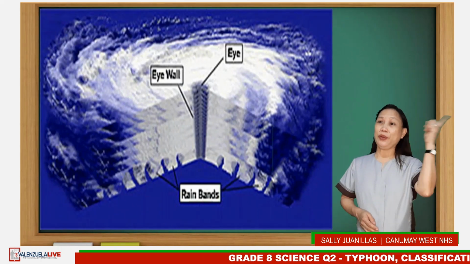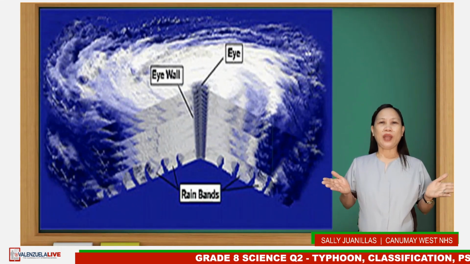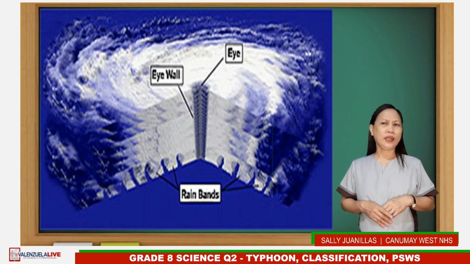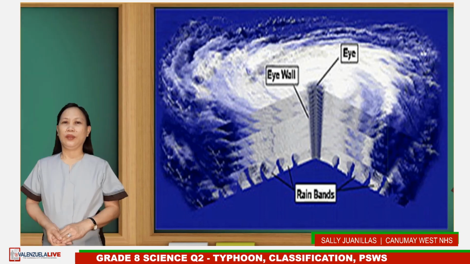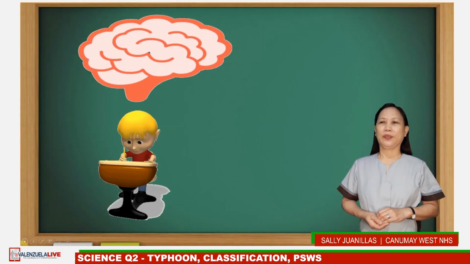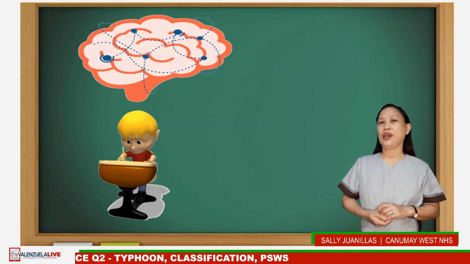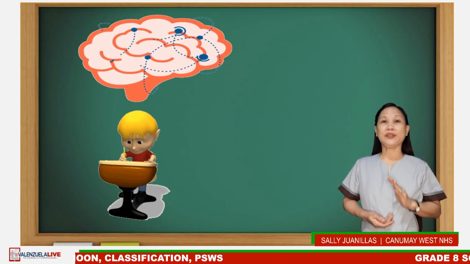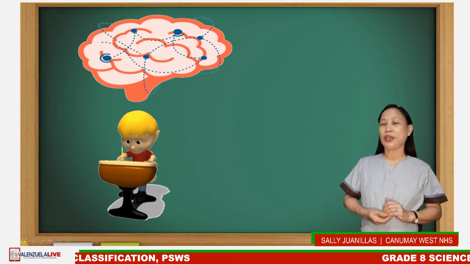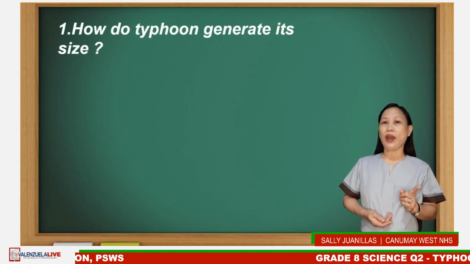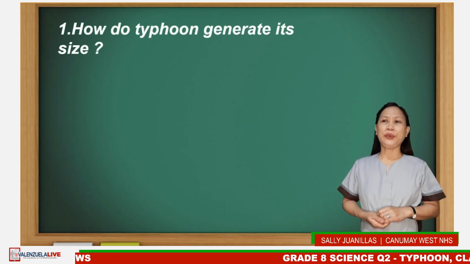Are you now mindful enough about how a tropical cyclone develops? What are the parts that build it? To sum it up, you may answer these questions. You can write your answer in the comments section. I'll just give you 5 seconds to write your answer. Number 1. How does a typhoon form?